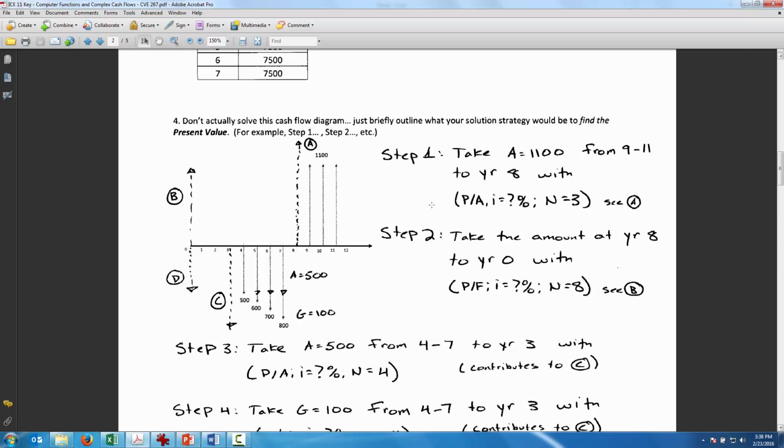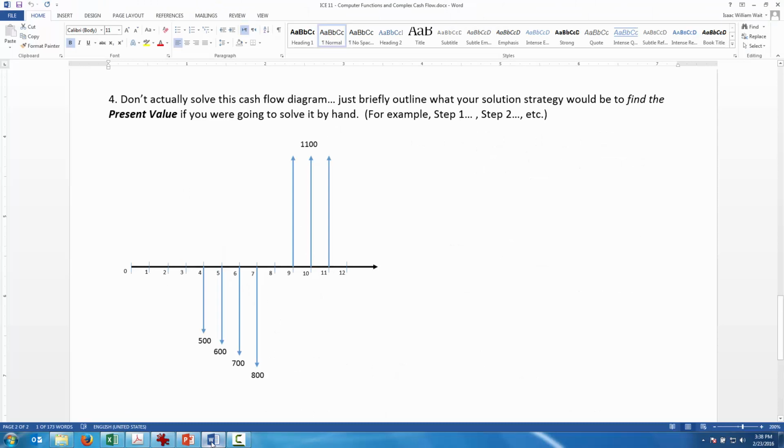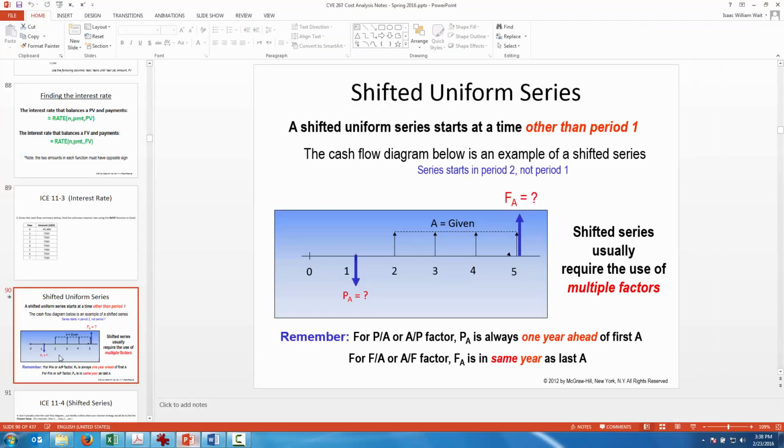So we're going to do a lot more of these complex cash flow diagrams in the future. So if this doesn't make sense to you yet, it will, I hope. There's definitely some good examples in the text that can give you extra practice at breaking these down into pieces.